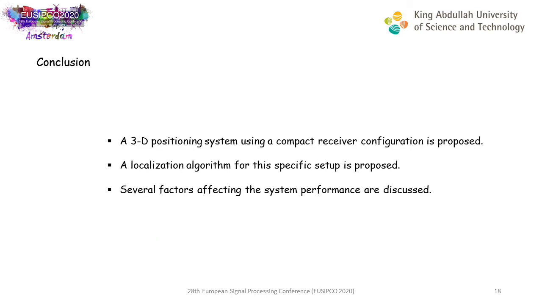In this paper, a 3D positioning system is proposed by utilizing a compact receiver setup. A localization algorithm for this specific setup is proposed. Several factors affecting the system performance are discussed.